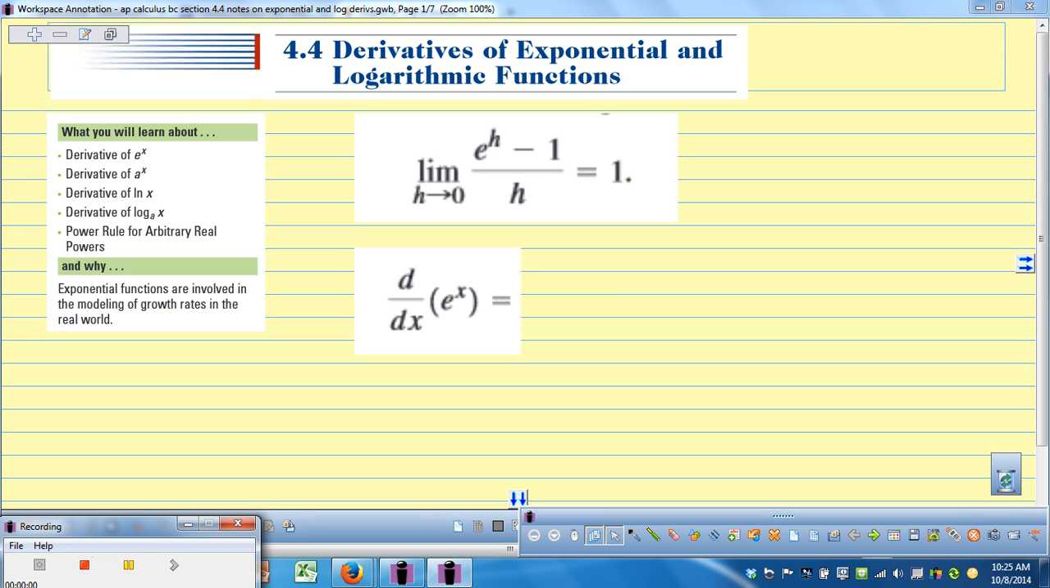So, section 4.4, derivatives of exponential and log functions. On the side, you see the list of all the functions we are going to look at. The power rule for arbitrary real powers, not something that I take the time to do. It is just power rule again. So, we'll be looking at e to the x, a to the x, natural log of x, and log base a of x. So, to begin, the number e you have seen defined in previous classes.